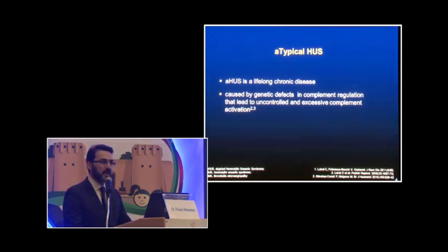When we talk about atypical HUS, maybe most of you are not really aware of this condition, which I'm going to concentrate on today. Atypical HUS is a lifelong chronic disease. It is caused by genetic defects in complement regulation that lead to uncontrolled and excessive complement activation.